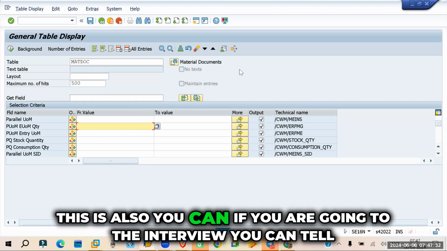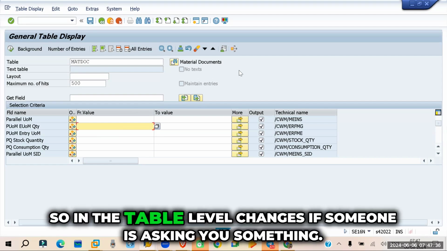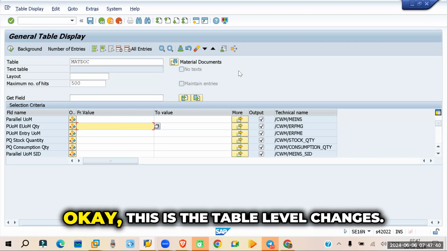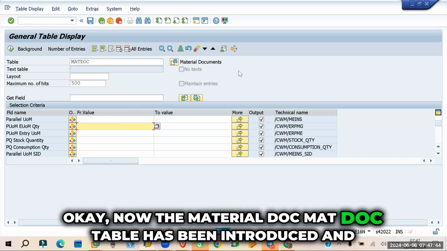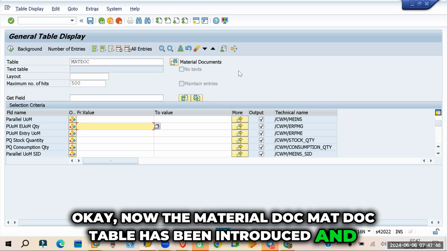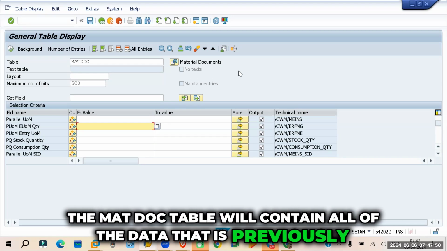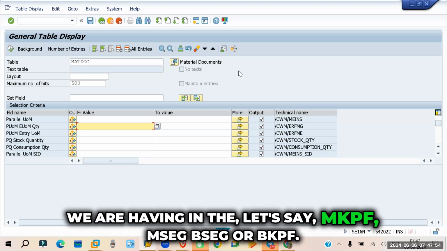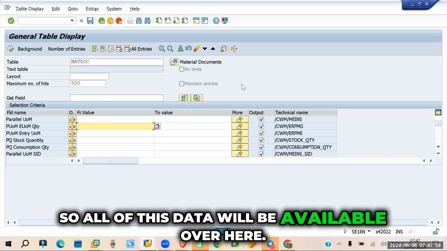If you are going to an interview, you can tell this. If someone is asking you about table level changes, you can mention that the MatDoc table has been introduced, and the MatDoc table will contain all of the data that we previously had in, let's say, MKPF, MSEG, BSEG, or BKPF. So all of this data will be available over here.